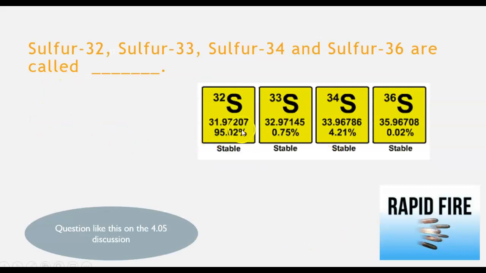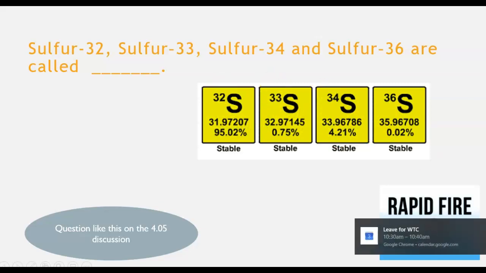I have 4 different types or symbols here: sulfur 32, 33, 34, and 36. What are these called? How are each of them different? I see a 32 here, a 33, a 34, a 36, just matching up here. I see it says they're all stable. And then I see the percent abundance. And this is their actual calculated weight, but you'll see they rounded to help that.